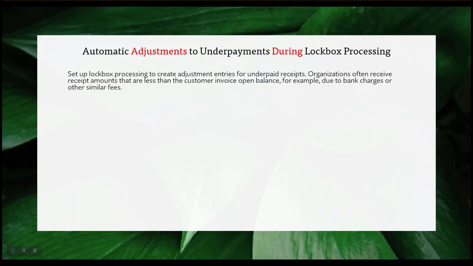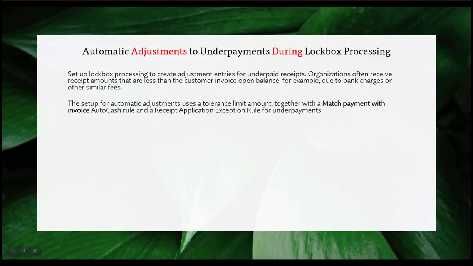Set up lockup or lockbox processing to create adjustment entries for underpaid receipts. Organizations often receive receipt amounts that are less than the customer invoice open balance, for example due to bank charges or other similar fees. The setup for automatic adjustment uses a tolerance limit amount together with a match payment with invoice auto cash rule and a receipt application exception rule for underpayment.